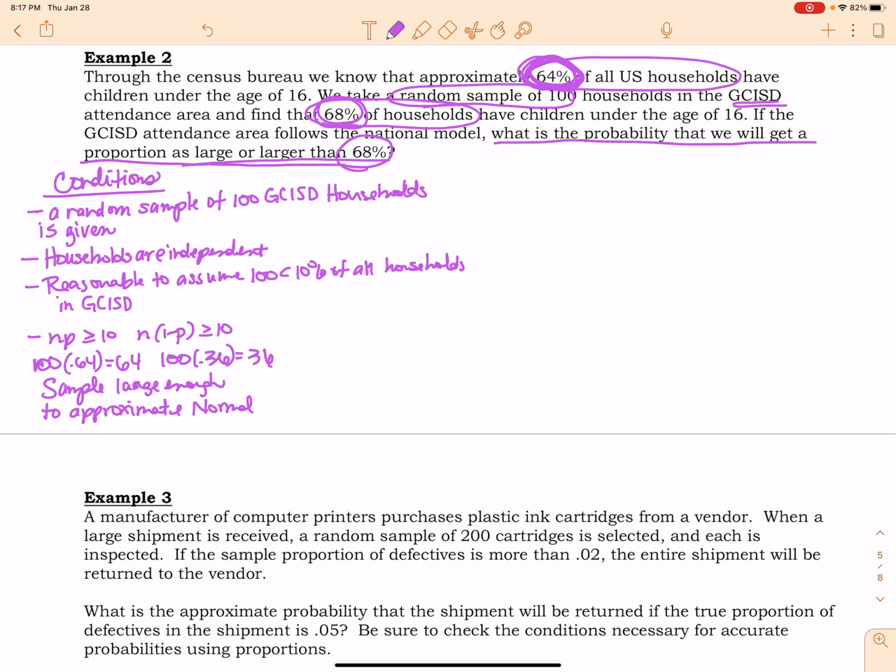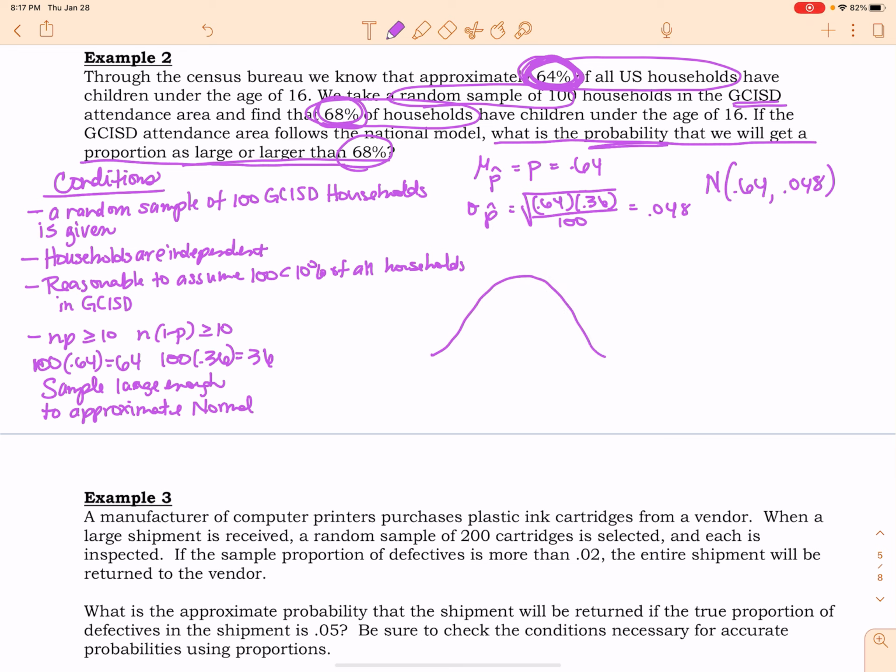The very next step, because in order to use the probability we have to have our parameters: the mean of p hat is going to be equal to p, which is 0.64. The standard deviation is going to be equal to the square root of p times 1 minus p over 100, and that is going to give me 0.048. So my distribution for all samples of 100 is going to look like that. And now I'm ready to find my probability.